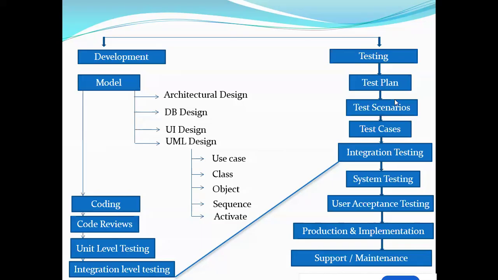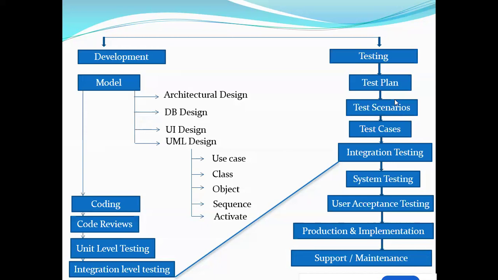Test plan, test scenarios, test cases. Here we'll also do integration testing. Once the integration testing is done, we go with system testing. Once the system testing is done, we do user acceptance testing, like alpha testing and beta testing. Once it is done, we go to production and implementation. Once that is done, we go with support and maintenance. See, this is the process.